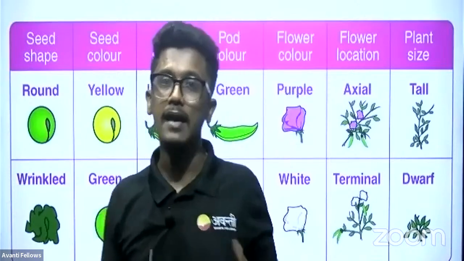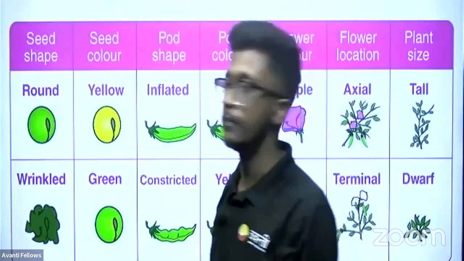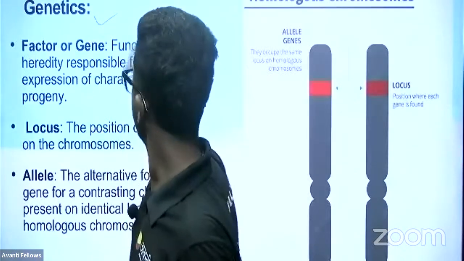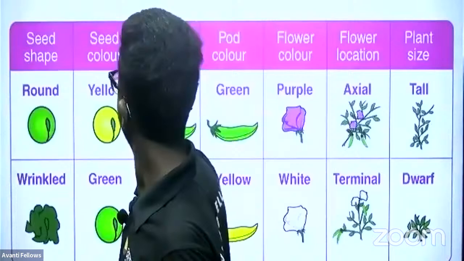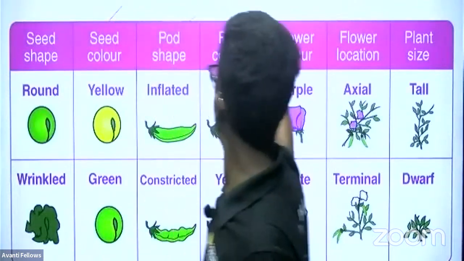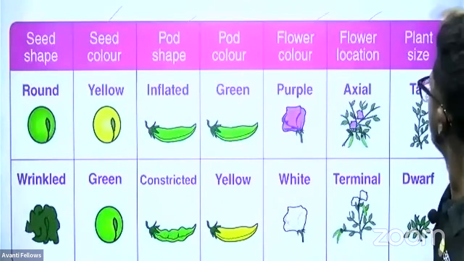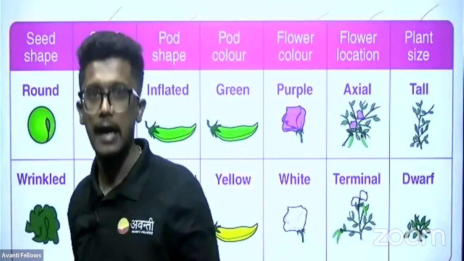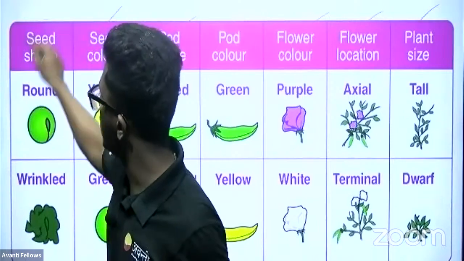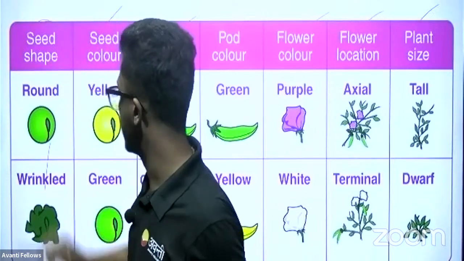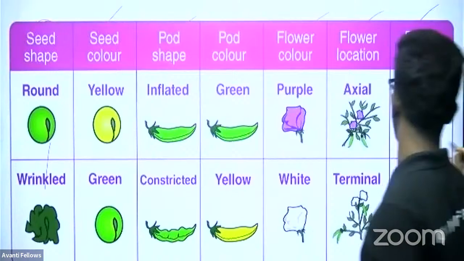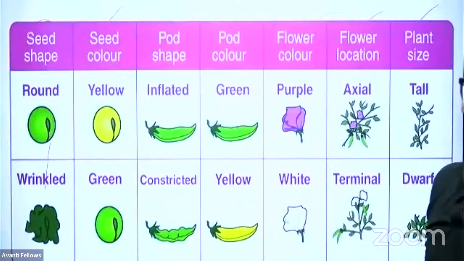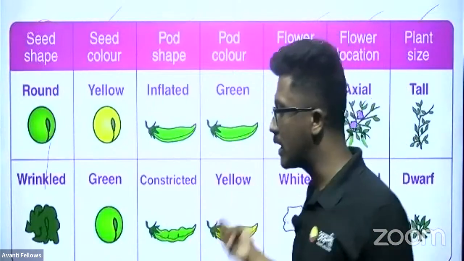So what are the characteristics that he chose to do his experiments on? There were 7 characteristics. What are those? Seed shape, seed color, then you have pod shape, pod color, flower location, plant size. I think you are already aware of these. Coming to seed shape, we have round and wrinkled. All the above ones are the dominant ones. All the below ones are the recessive ones. We'll understand what is dominant and what is recessive in the coming slide.